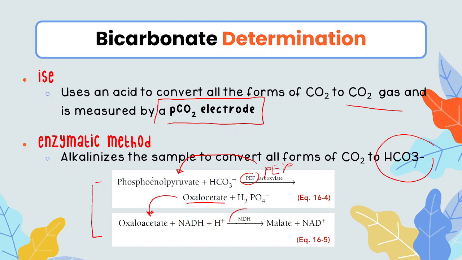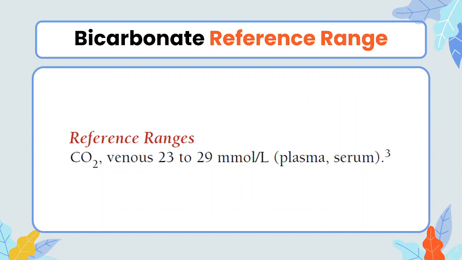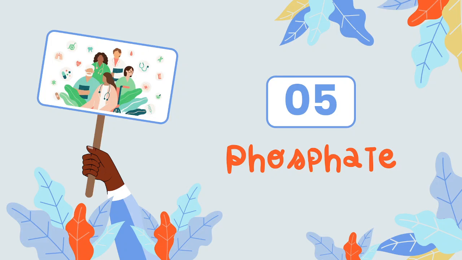And in the presence of your malate dehydrogenase, as you observe, there will be a change in the absorbance of your NADH. And thus, that change in absorbance, kids, is directly proportional to the concentration of your bicarbonate. So that is it for the enzymatic method. For the reference range of your bicarbonate, looking at carbon dioxide here, kids, it is 23 to 29 millimoles per liter. So that is for your bicarbonate.